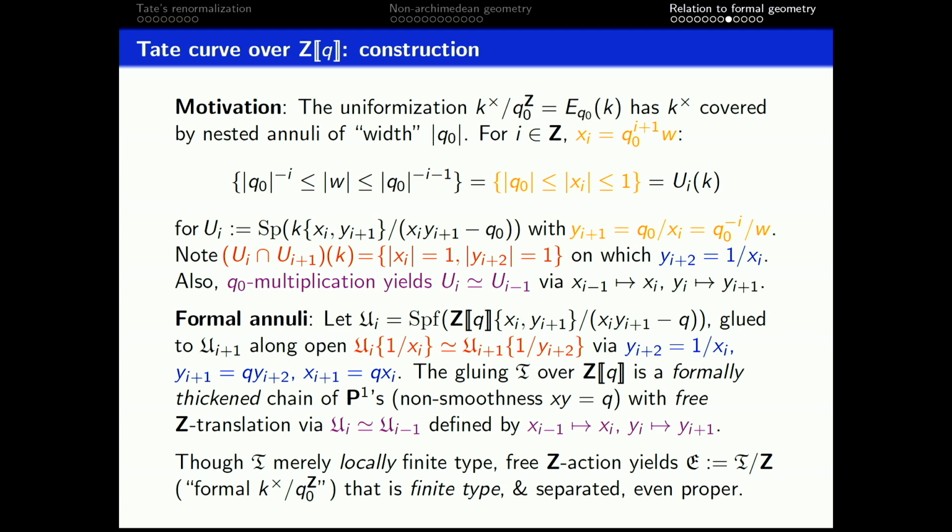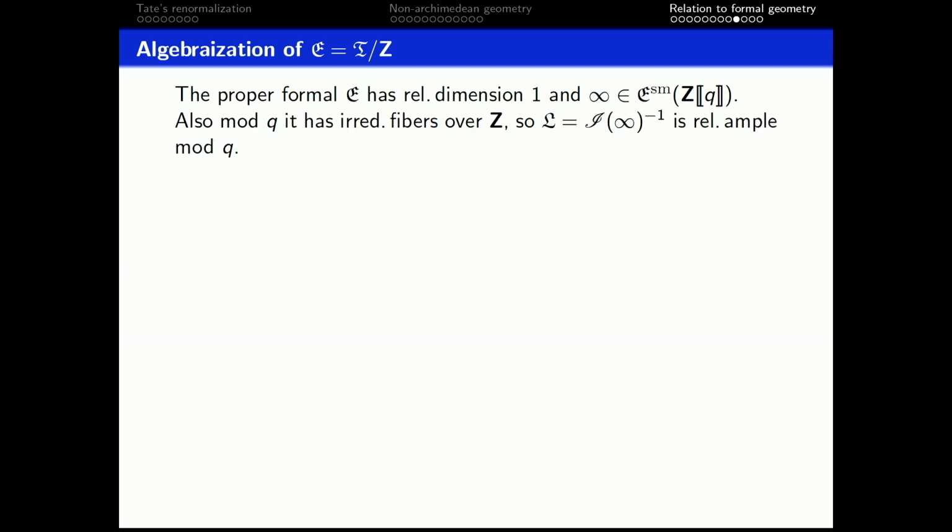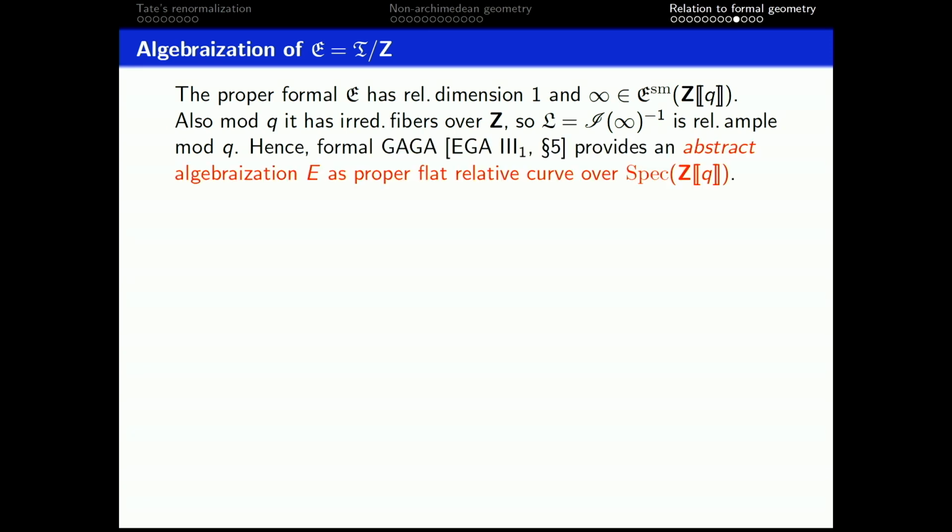And this guy, we'll see, by using Tate's renormalized formulas, will be related exactly to the original cubic. From a purely abstract point of view, this funny quotient is a formal relative curve. It has an explicit section through its smooth locus. And mod q, which means you collapse everything to working over Z, the inverse ideal sheaf of this will be relatively ample. And therefore, by using Grothendieck's GAGA theorem for formal schemes, this abstract formal scheme has to come from a unique algebraic proper curve over here. The question is, we don't know what it is.